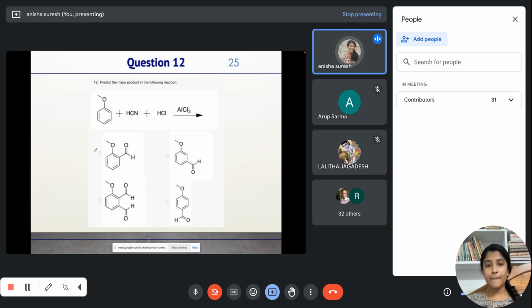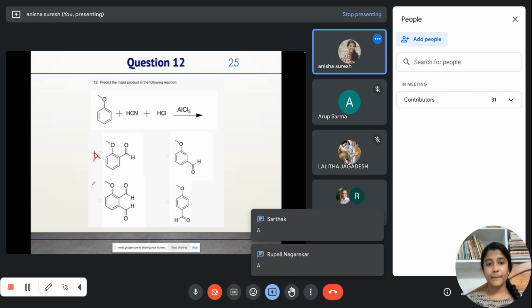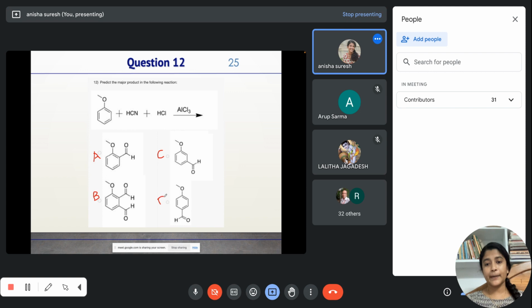I will just label A, B, C, D. So many of you are telling ortho substitution product will be the major one. Let us see the mechanism.